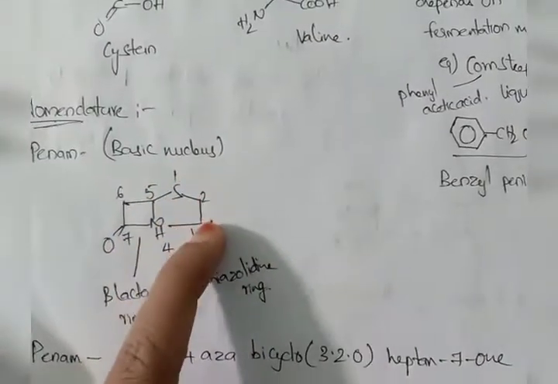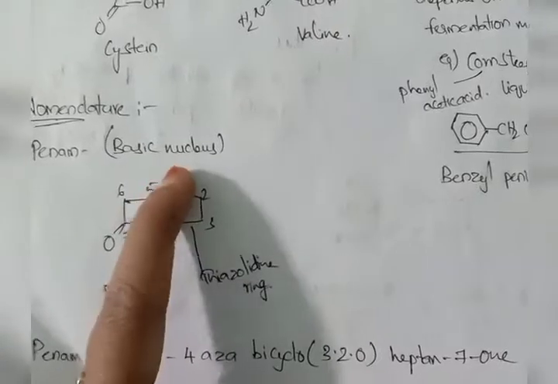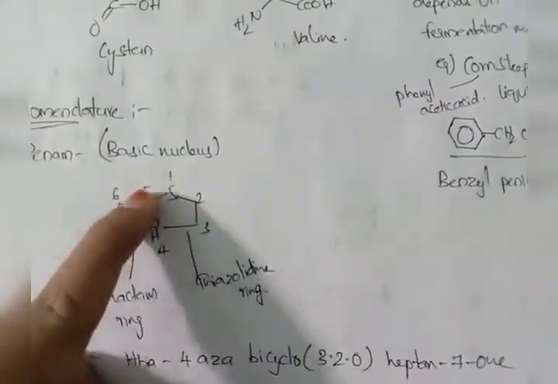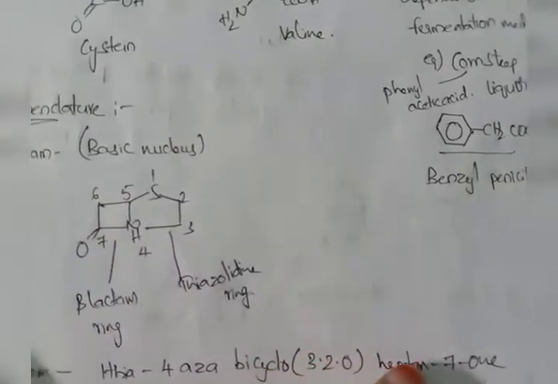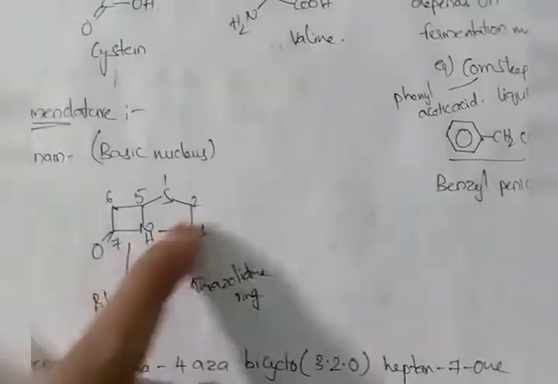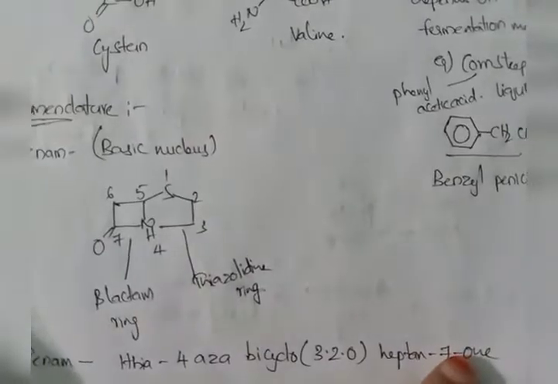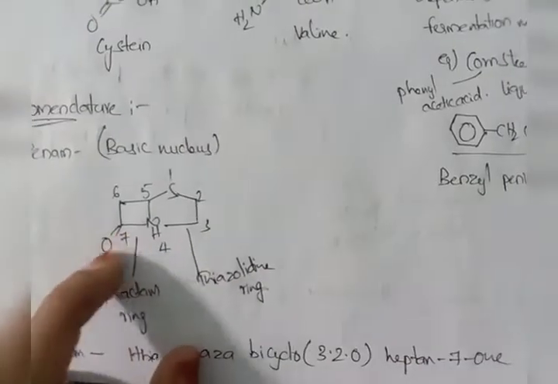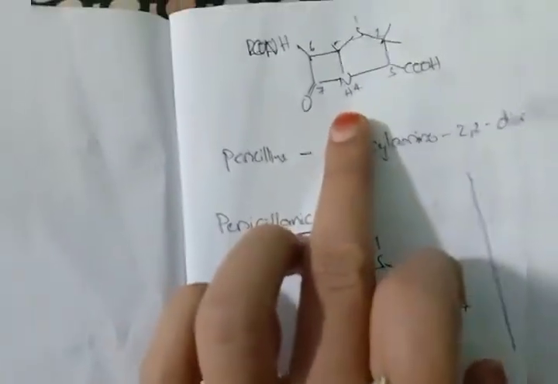Here a three-membered ring, 1 2 3. Here 2 is there and here nothing is there. So 3 2 0 heptane, so a 7-membered ring, heptane, and 7-oxo, a ketone, is there at this position. This is penam. Okay, so see here, the penicillin structure.